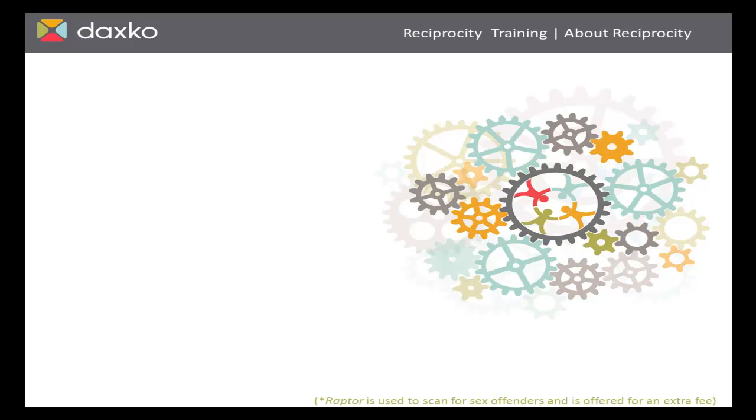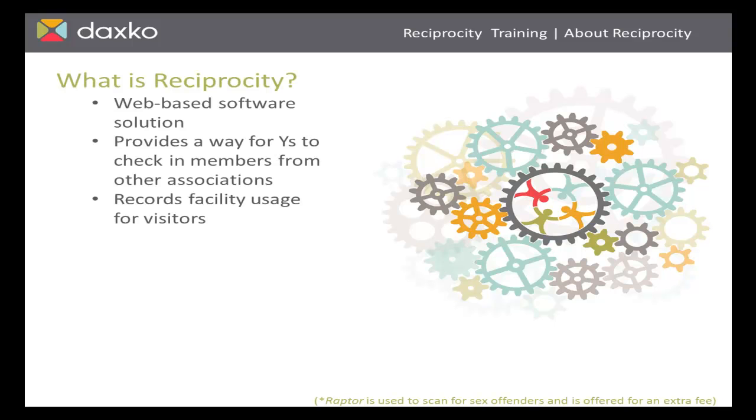Here's a quick overview of reciprocity. Reciprocity is a web-based software solution that provides a way for WISE to check in members from other associations. Web-based just means that you'll log into our Reciprocity website over the internet. This will let you track your visitors and view reports on their visits later.